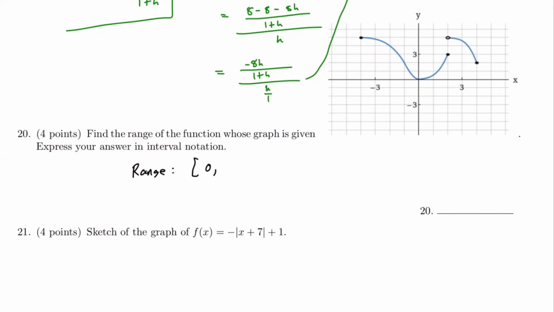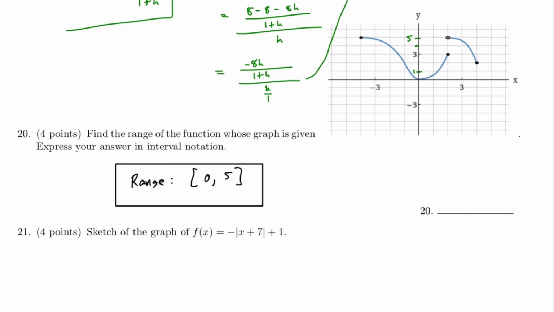So the range of this graph will be closed from 0 all the way to, so I think the y is scaled by 1. So this is a 1, 2, 3, 4, 5. And since this point is closed, we're good to close that endpoint. So 0 to 5, closed. So that is the range of this graph.